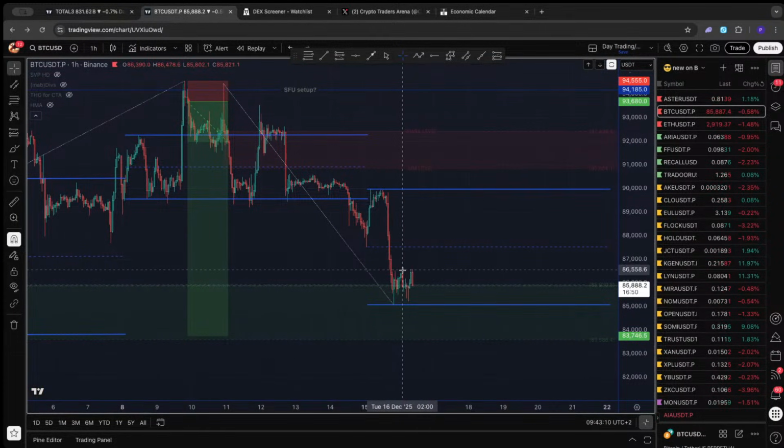Was this a fake out with this W? Most probably. Why do I consider this one a fake out and I didn't touch it? Well, because we didn't retest that Monday. That Monday low is still there, untouched.